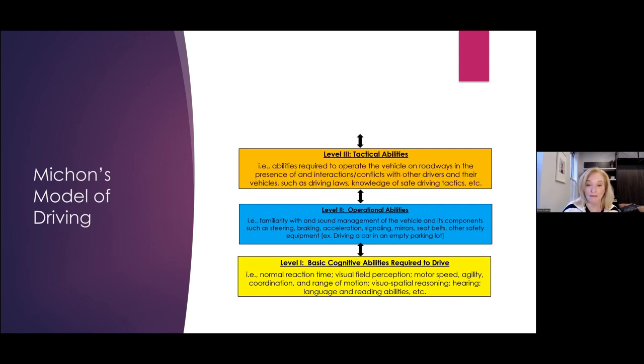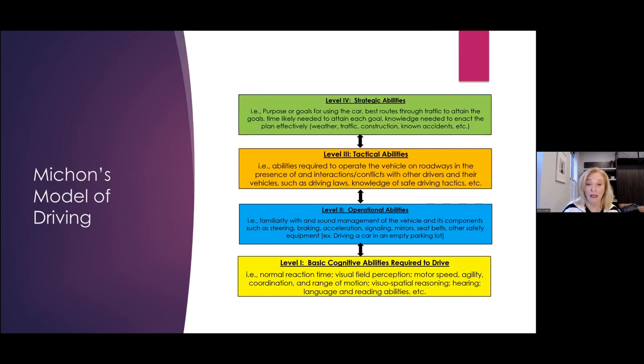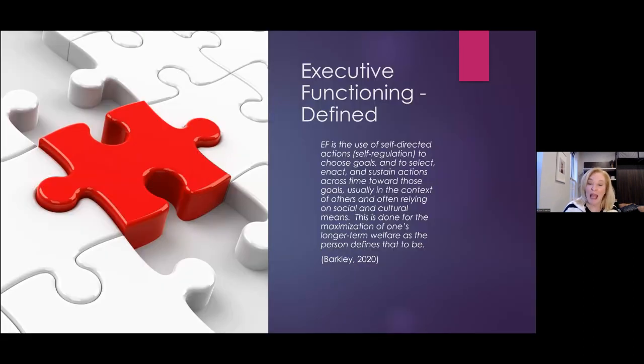And then on top of it all are the strategic abilities: the purpose, or knowing why you're driving the car, how to get to the place to attain your goals, the time it takes to get from your house to wherever you're going, and the knowledge you need to effectively plan. So, it's going to rain, you might have traffic, there are accidents and construction. I think this is a good way of thinking about ADHD and executive functioning, that all of those components are important. And Russell Barkley has used this example as a way of talking about executive functioning.